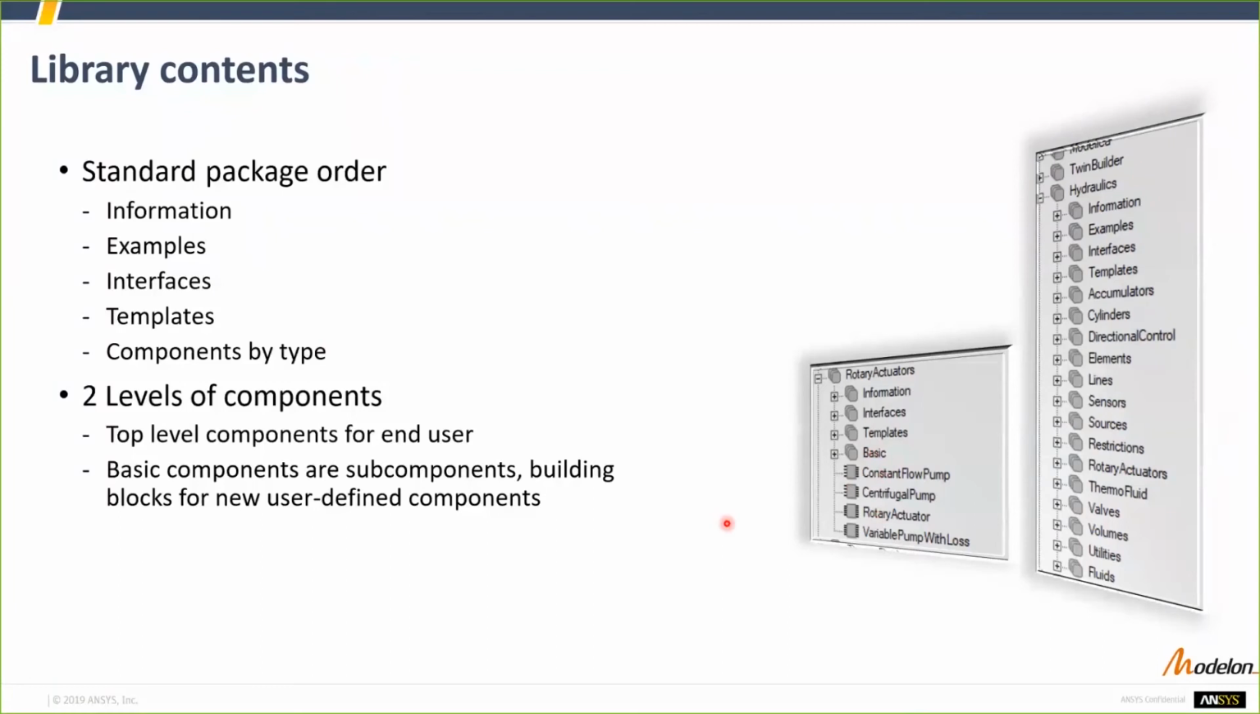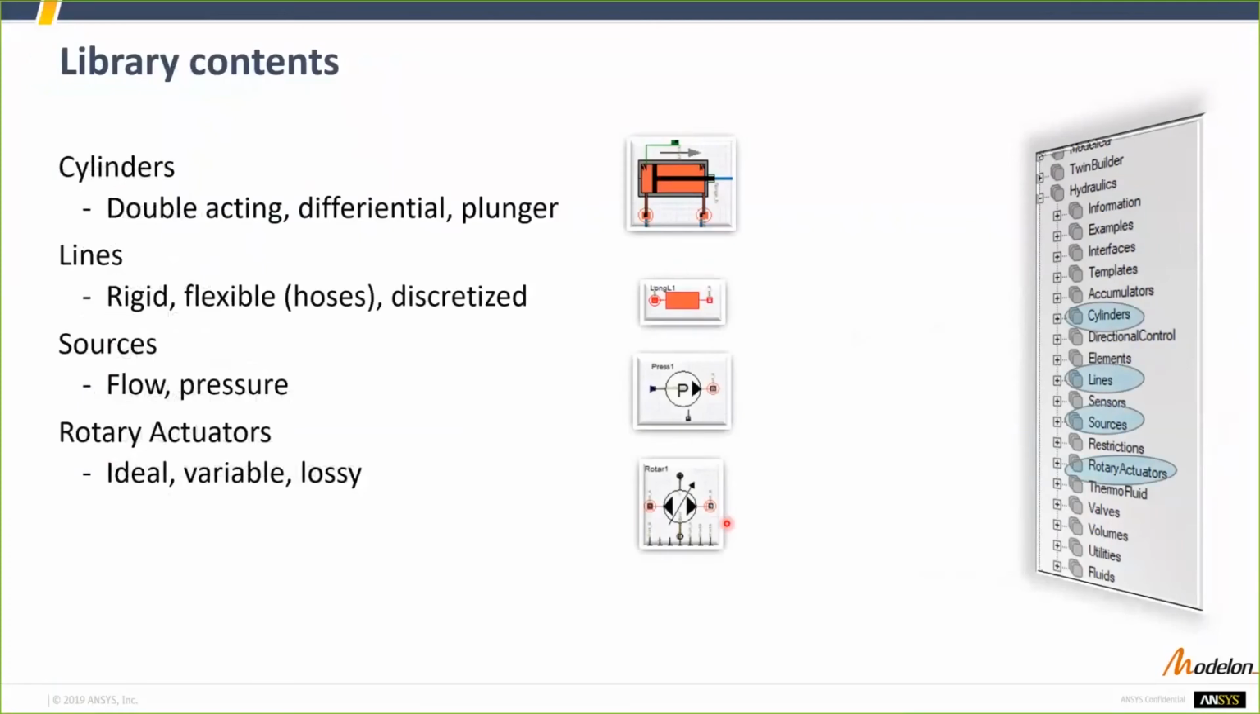You might have more to parameterize on it, but also you can get more, of course, out of it. So let's see some more components. In the cylinder package, you have the actin cylinder, differential plunger cylinder. You have lines, which could be rigid hoses. You can have discretized line to see some, for example, water hammer effects. There are pressure and flow sources. There are rotary actuators, which could be either ideal or with losses, for example, included inside.